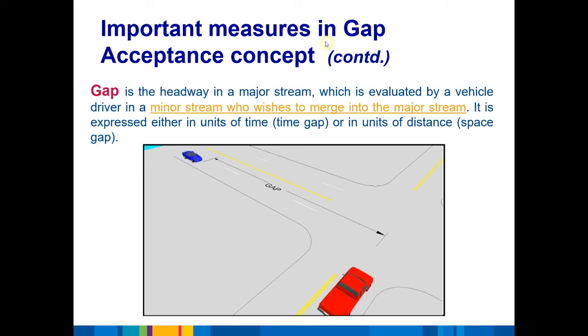Okay, so another critical definition in gap acceptance is the definition of a gap. So what do we mean by a gap? This is the headway in a major stream, which is evaluated by a vehicle in a minor stream who wants to merge. So here is the waiting vehicle down here. He's looking to either merge into the stream or to cross the stream or to make some sort of movement. And so we define the gap as here. This is the gap between the vehicle that's waiting and the approaching vehicle. And we can define this as a time gap or as a distance gap. Either way, we can then perform some calculations and figure out whether this gap is acceptable and what the driver is going to do with it.